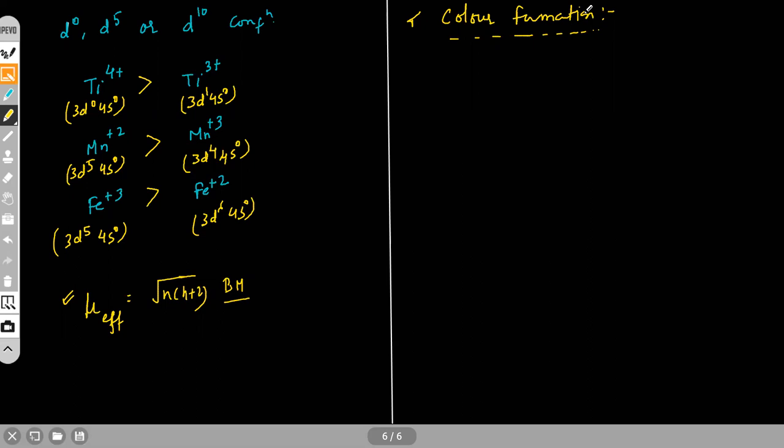Write down next line. The color of transition metal ion arises due to the excitation of electrons from lower energy orbitals to higher energy orbitals.